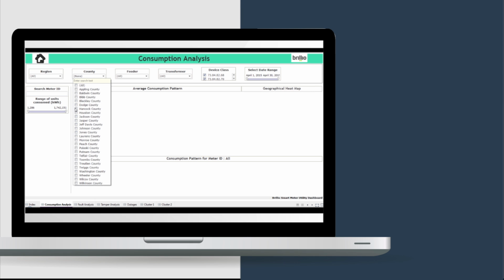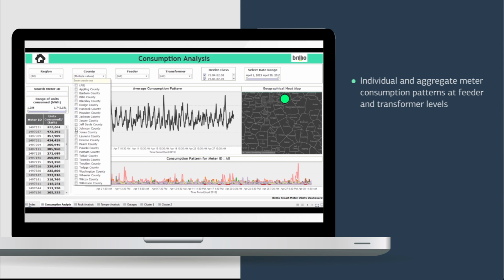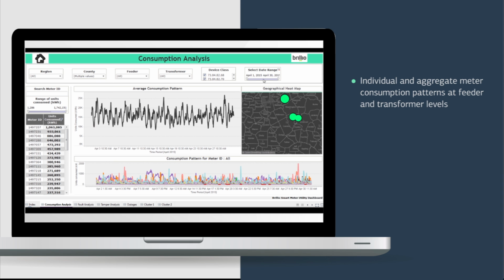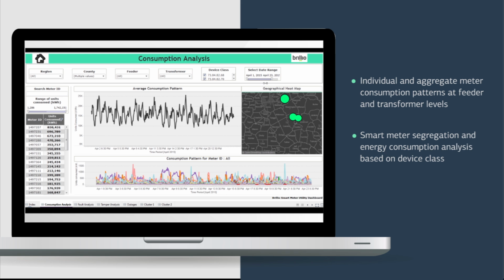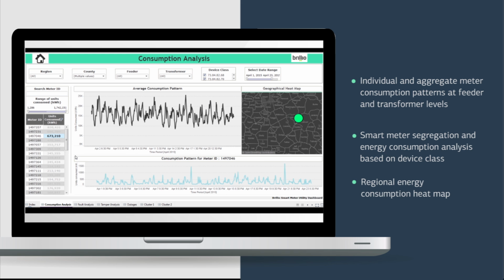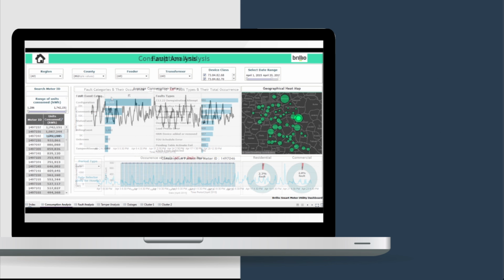The Consumption Analysis Dashboard helps monitor energy consumption data across regions, countries, feeder and transformer level. Real-time visualizations give detailed insights into average and aggregate consumption patterns along with geographical heat maps.